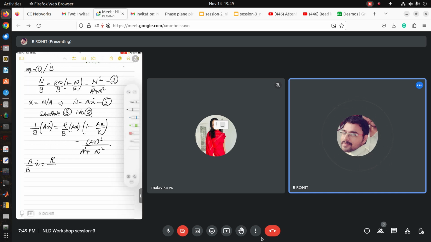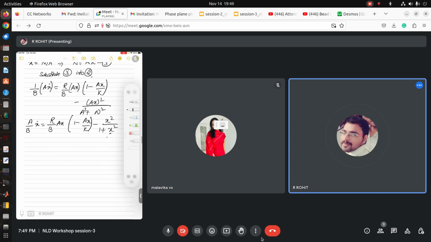Then you have r by b ax by k minus, so the a square terms are taken out and you will finally get 1 by x square. Since n by a is x, so this x comes out here. Now this is your equation 4, you see. So now we want to try to non-dimensionalize these equations. We will see why this non-dimensionalization helps us in getting into the normal form, and eventually helps us to tell the dynamics of the system.